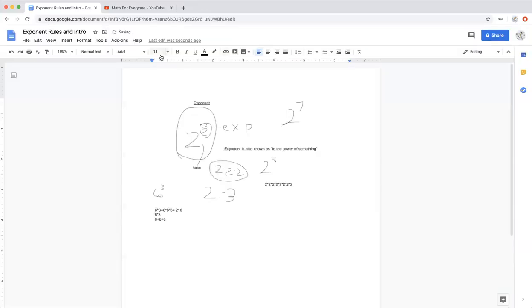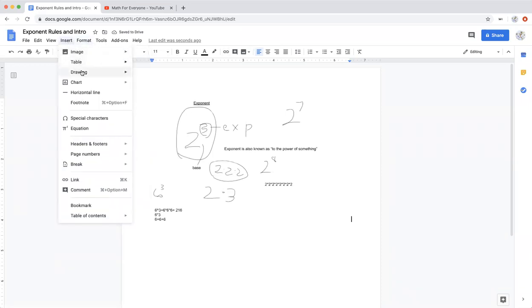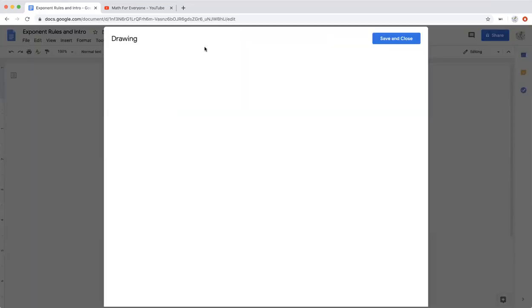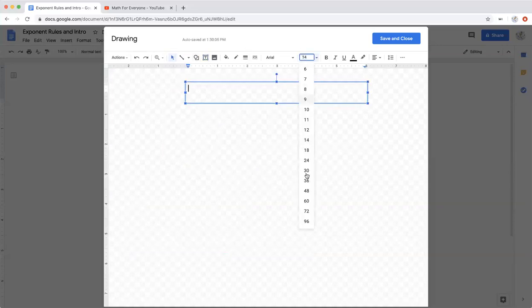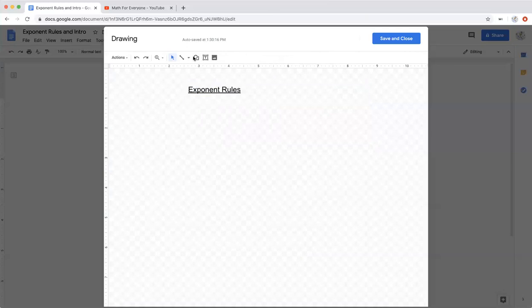Now, I'm going to save that and insert a new drawing to start learning about some exponent rules. So, let me make this size 18. Exponent rules. Now, let me show you some examples of exponent rules. The first and most common exponent rule is, let me write an example down. I'm going to give you the very easy rules, since you should not be knowing the really hard rules right now.